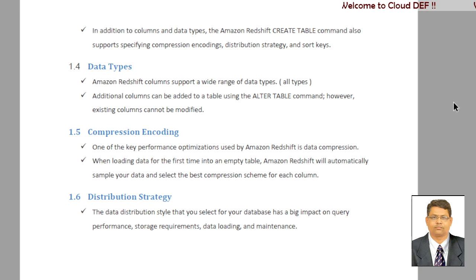Key distribution. With key distribution, the rows are distributed according to the values in one column. The leader node will store matching values close together and increase query performance for joins. All distribution. With all, a full copy of the entire table is distributed to every node. This is useful for lookup tables and other large tables that are not updated frequently.